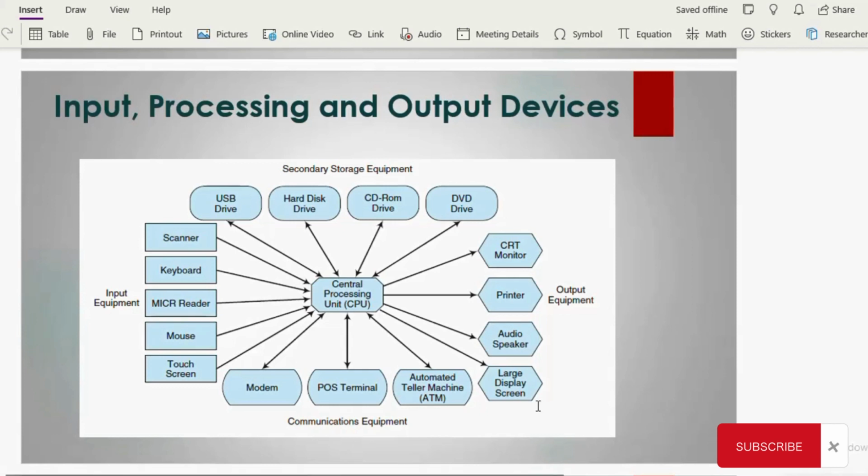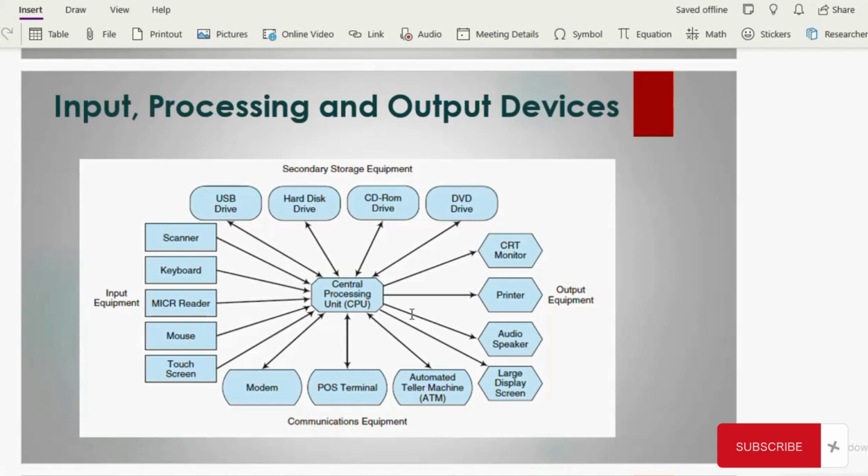A large display unit is not a communication device, it is actually an output device. So large display screens are output devices. They output what is being processed behind the scenes. Audio speakers, printers, and monitors are also output devices. Then we have storage devices, the devices which help us in storing the data. We have USB drives, hard disks, CD-ROMs, and indeed DVD drives. So these are some devices which are used for input, processing, and output.